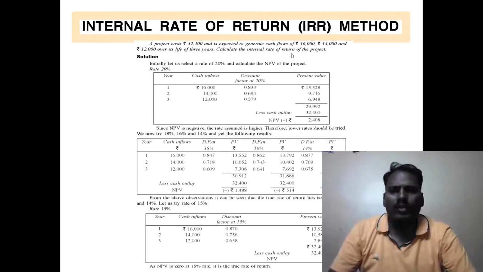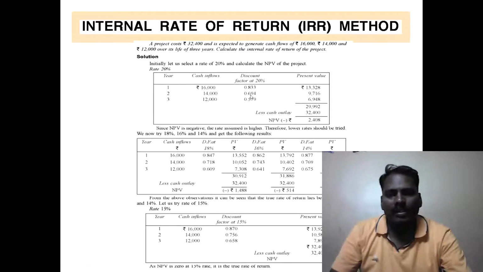Now we will try to assume initially 20% as a first trial, a 20% rate of return. Based on the 20%, we can calculate the discount factor. We know how to calculate discount factor. It is 1 upon 1 plus 0.2, that is 1 upon 1.2 to the power 1, because it is at the end of the first year. Second, 1 upon 1.2 to the power 2, 1 upon 1.2 to the power 3. This is how you can find out the discounting factor.